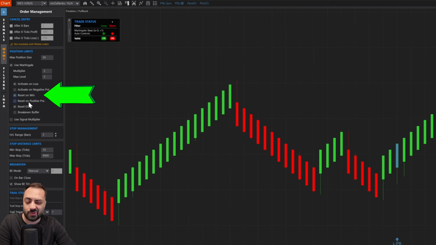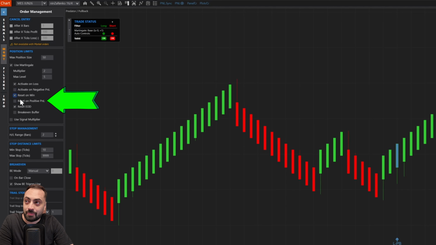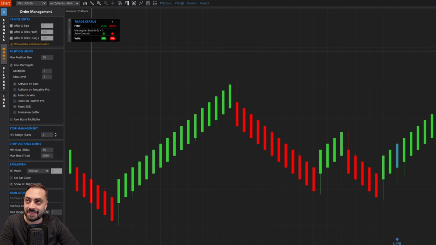And then over here on reset on win, it's going to be a similar concept. And all this means is once you win a trade, your P&L is higher than the previous trade, it's going to reset your Martingale back to level 0. But if you only want to reset it if your P&L is in the green, again, just click the option that applies to you. But by default, it's just going to be reset on win. And then over here, reset end of day, very standard, just whenever a new day starts, it's going to reset all your settings. So unless you want to keep the same Martingale from the previous day, just leave that selected.